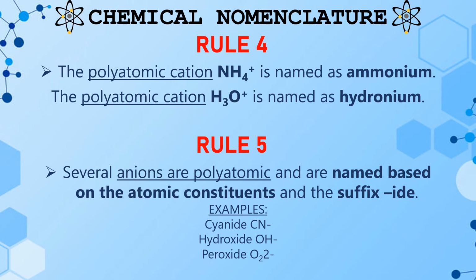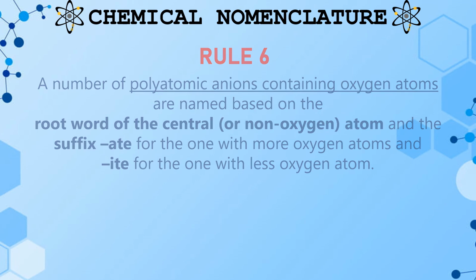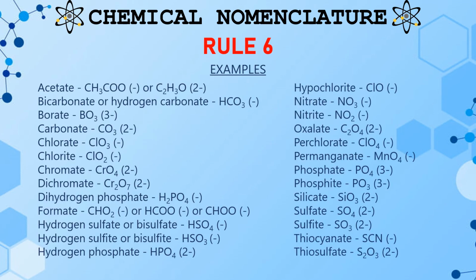And the last, rule 6. A number of polyatomic anions containing oxygen atoms are named based on the root word of the central or non-oxygen atom and the suffix -ate for the one with more oxygen atoms and -ite for the one with fewer oxygen atoms. Here are the examples. Other polyatomic anions are listed in Table 2, found in Self-Learning Module number 5.